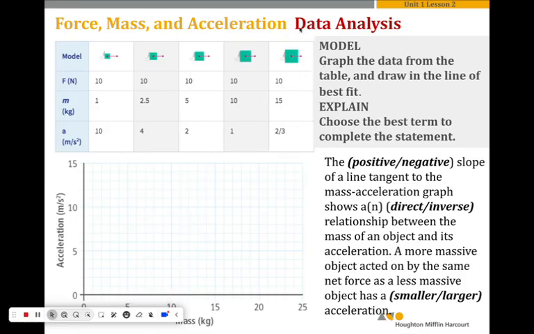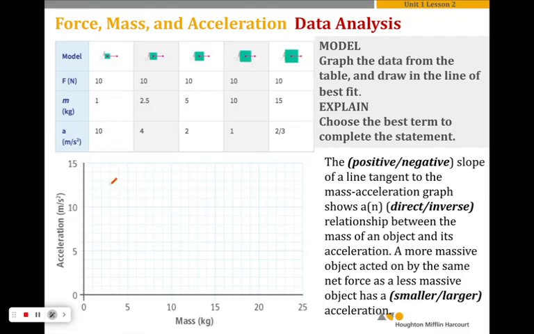Graph this. Let's do some data analysis here. So let's graph this data and draw the line of best fit, and then we'll choose the best statements. We already did this. Or no, we didn't do this, because now we're thinking of acceleration versus mass. So with a constant force of 10 newtons every time, how will changing the mass affect acceleration?